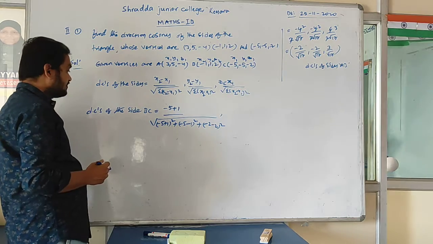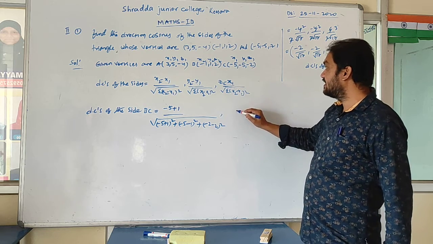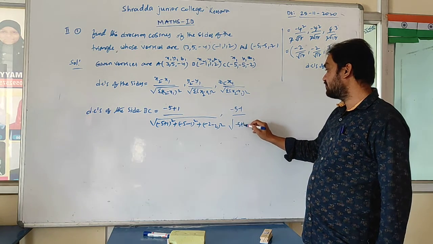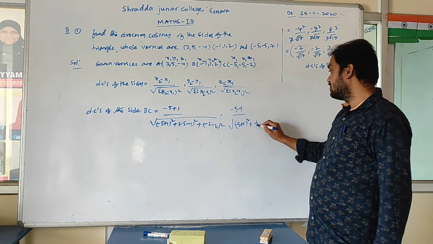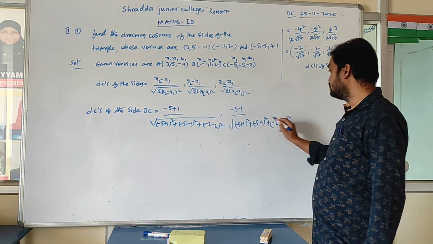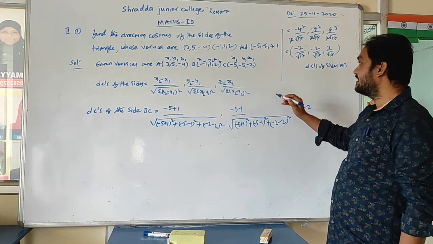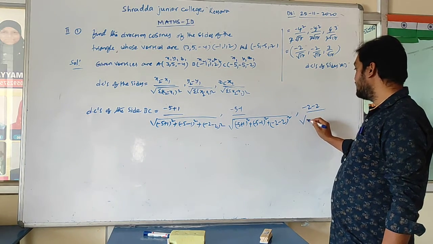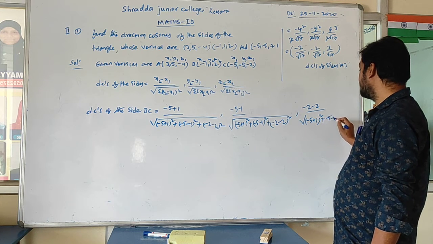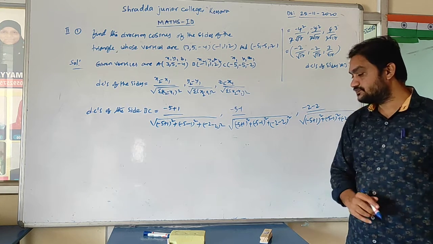Next, another side, y2 minus y1. Here we get minus 5 minus 1 by the square root of the same denominator: (minus 5 plus 1) whole square plus (minus 5 minus 1) whole square plus (minus 2) whole square. Next one, z2 minus z1: minus 2 by the square root of (minus 5 plus 1) whole square plus (minus 5 minus 1) whole square plus (minus 2) whole square.